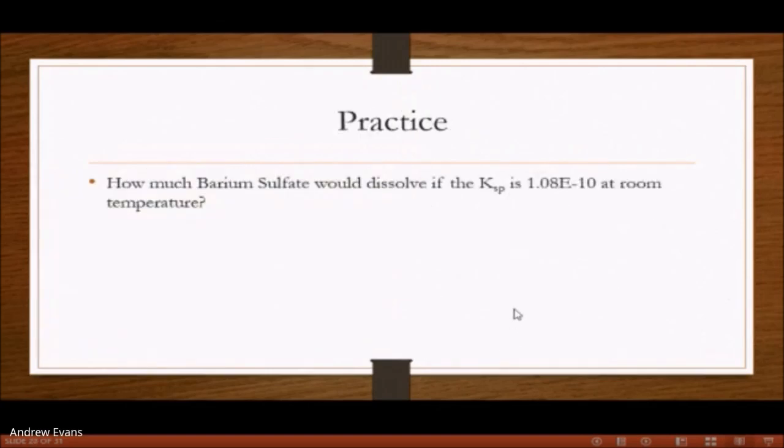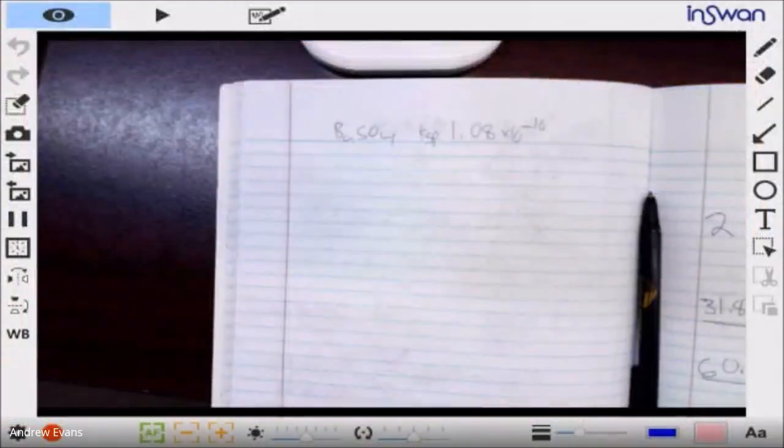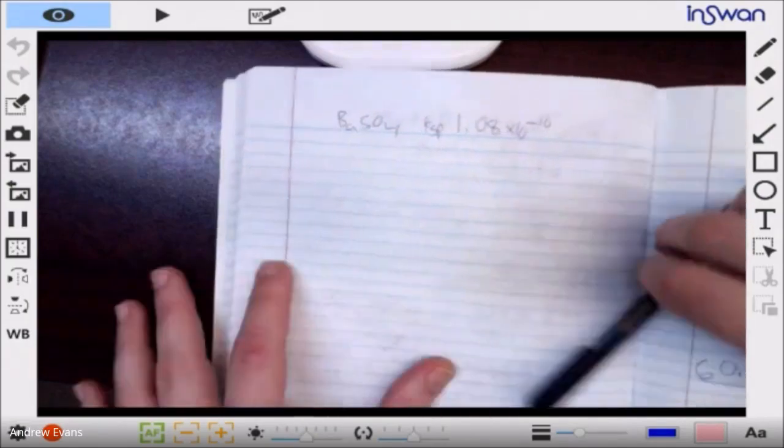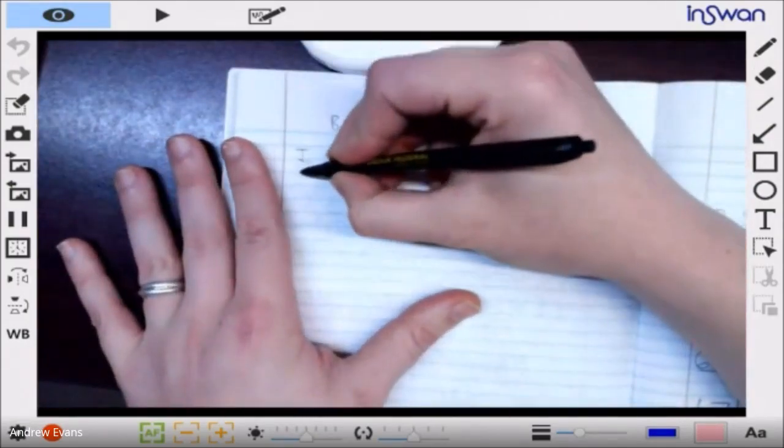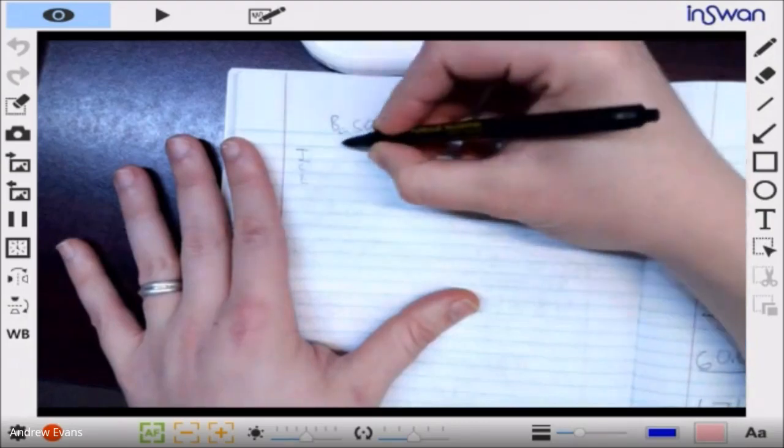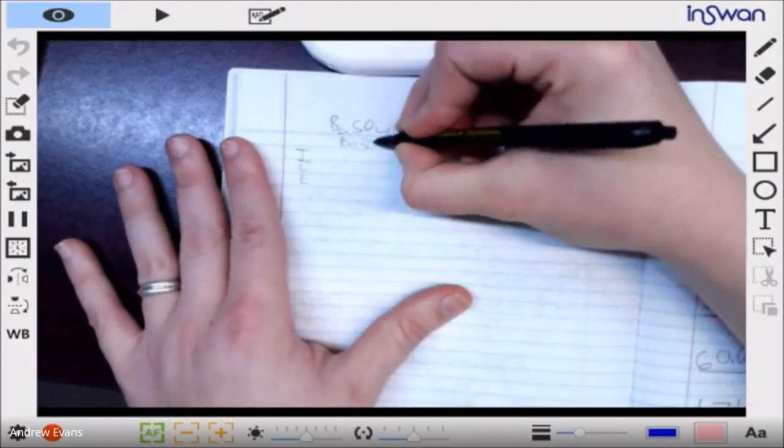So let's look at barium sulfate real quick. Barium sulfate, and that's 1.08 times 10 to the negative 10th. That's our Ksp. So what do we have to do here? Go into the doc cam. You don't really need an ICE table, but it's just being safe right now, just to show all the steps until you get used to it.